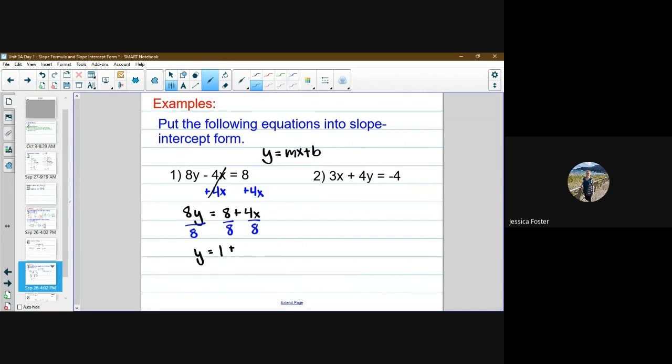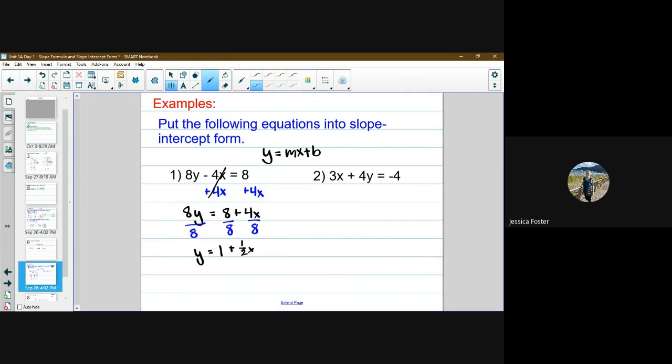And 4 over 8, well, if you type that in your calculator, you're going to get a decimal. Let's leave them as fractions so we can look and see our nice rise over run and look at our slope nicely. So I'm just going to see, can I simplify that fraction? 4 over 8, 4 goes into both of those, so that's the same as 1 over 2, or 1/2 x.